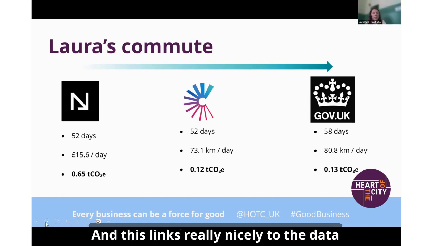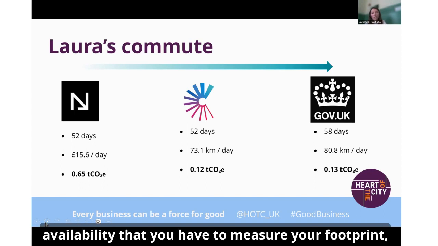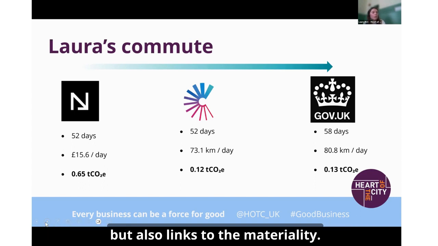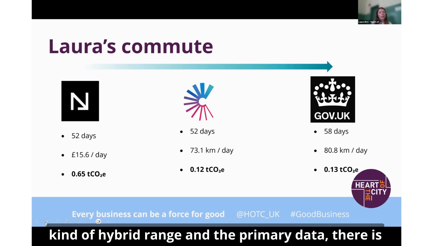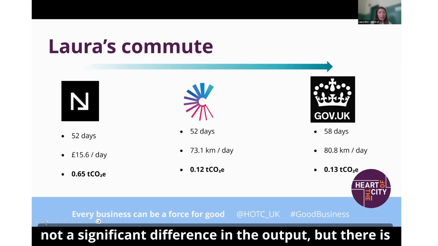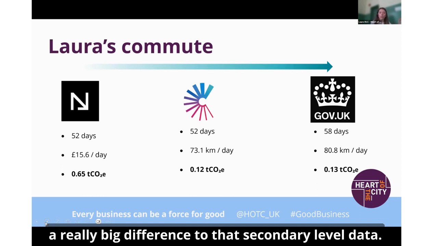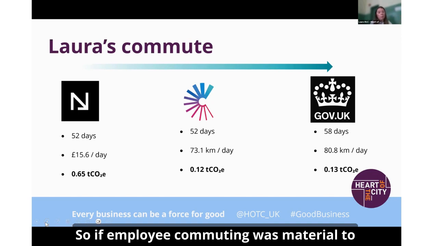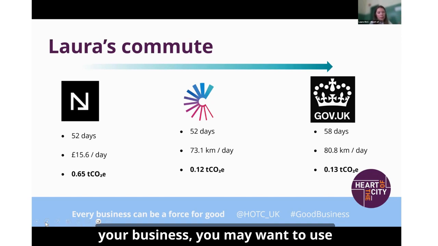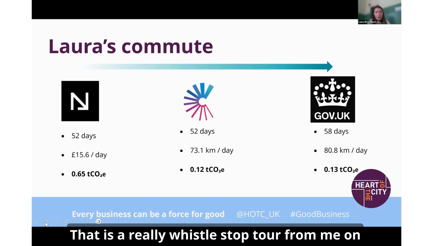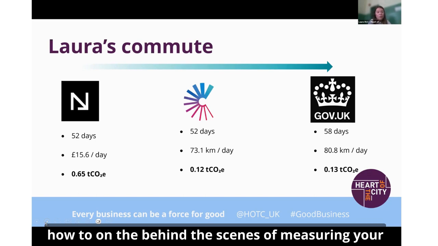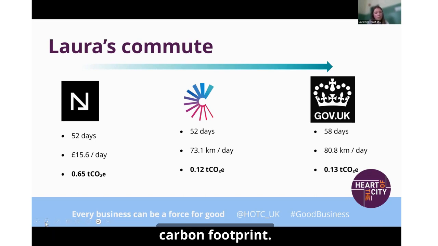And this links really nicely to the data availability that you have to measure your footprint, but also links to the materiality. For example, as you can see, between the mid-level kind of hybrid range and the primary data, there is not a significant difference in the output, but there is a really big difference to that secondary level data. So if employee commuting was material to your business, you may want to use one of the more accurate calculators. That is a really whistle-stop tour from me on the behind the scenes of measuring your carbon footprint.